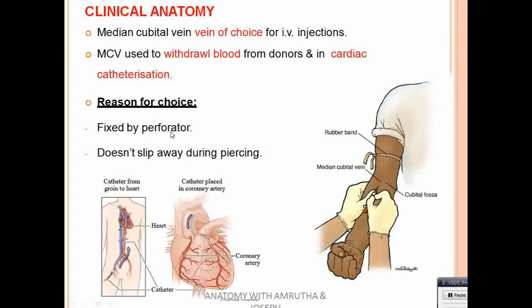So it's fixed by the perforator, that is the reason, and doesn't slip away during piercing. So that's the reason why it is chosen. Cardiac catheterization is a method where the catheter is passed through the femoral artery, reaches the abdominal aorta, then the arch of aorta and the ascending aorta. So this is used for different purposes. Mainly it is used for coronary angiography.